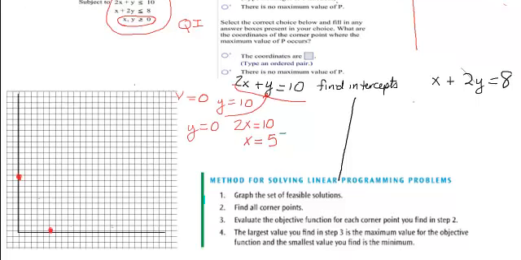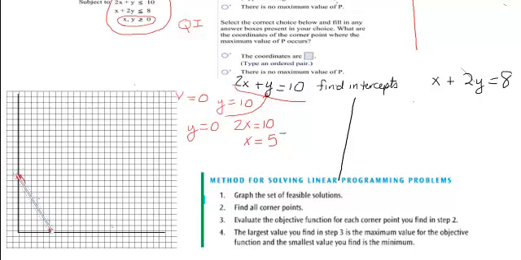Okay, so there are our intercepts, x equals 5 and y equals 10, and now we're going to draw a line using those intercepts. Let's grab our line tool. And so there's our line.